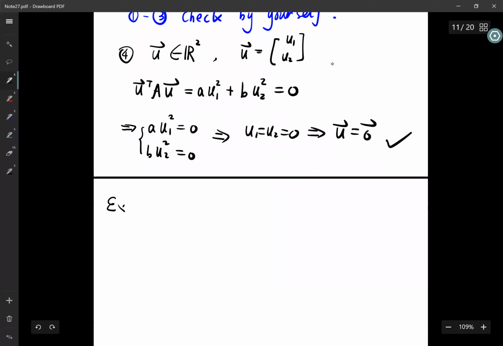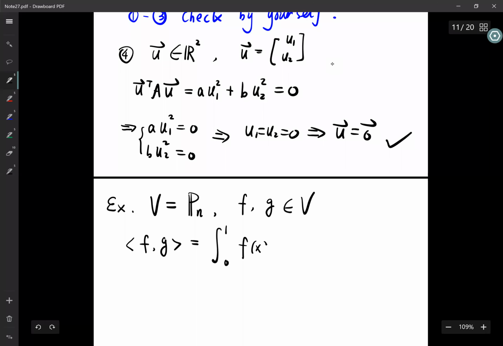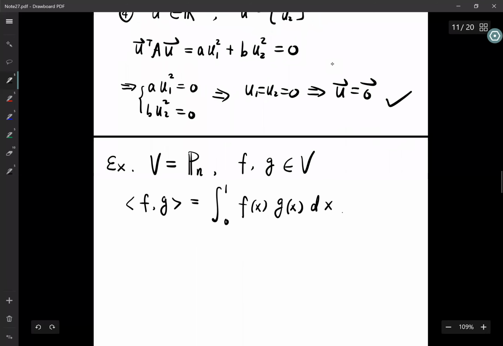Okay. Now, we really want to go beyond Rn. Look at our favorite non-Rn example, Pn. Let me remind you that Pn is the vector space consisting of all the polynomials of degree up to n. So for f, g, take any two polynomials. I define the inner product to be the integral of f(x) g(x) dx. And the question is whether this is an inner product.